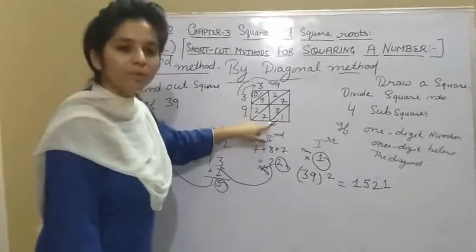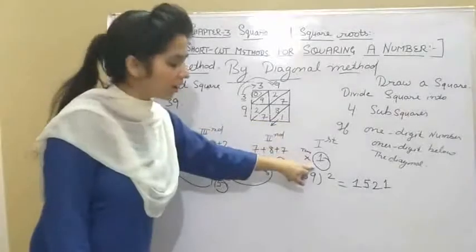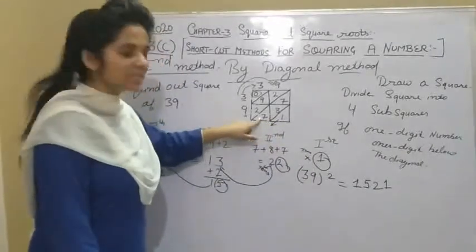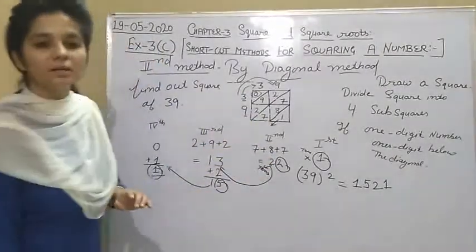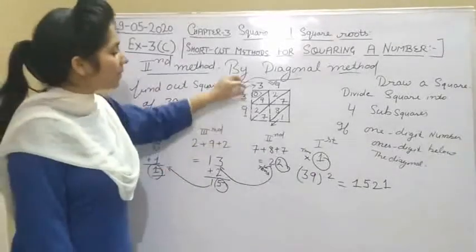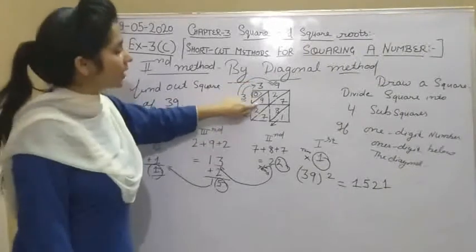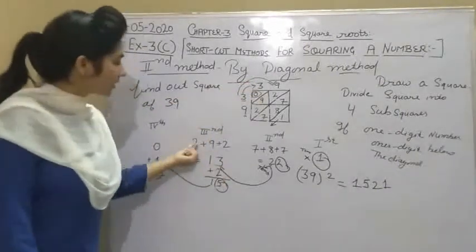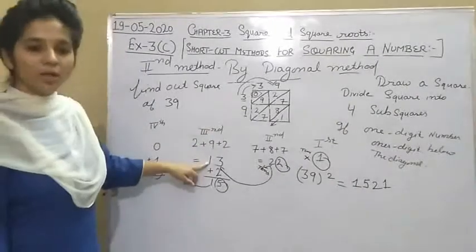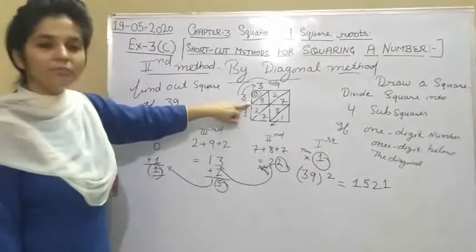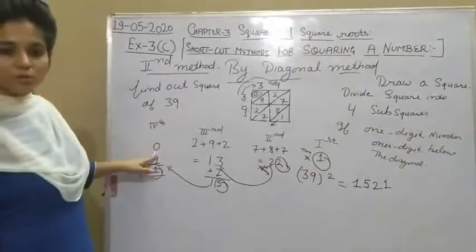Now start from the below of the diagonal. Your digit is 1. Above the first diagonal there are 3 digits. You will take the sum of these 3 digits. Again above the next diagonal there is 3 digits, 2, 9 and 2. You will take the sum of these 3 digits which is equals to 13. And above the last diagonal there is 1 digit that is equals to 0.